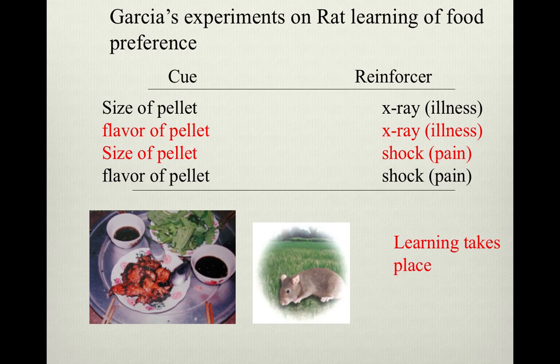And so what rats were able to learn was to avoid the taste of a food that results in delayed onset nausea. And so they learned to pair the taste of the food with this X-ray induced illness. They also were able to pair the size of the food with this immediate electric shock. And so looking at actual physical characteristics of the food caused the rats to avoid those foods when they were paired with electric shocks. So the other two combinations, the flavor of the pellet with shock and the size of the pellet with X-ray induced nausea, the rats were not able to learn to avoid those pellets. So specific reinforcers match up with specific cues regarding that food.